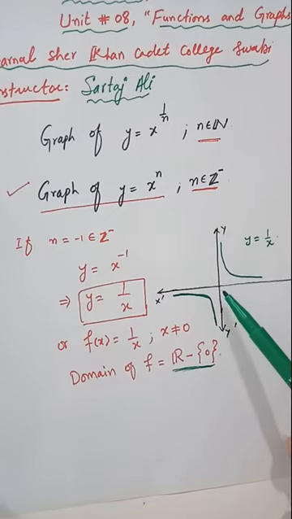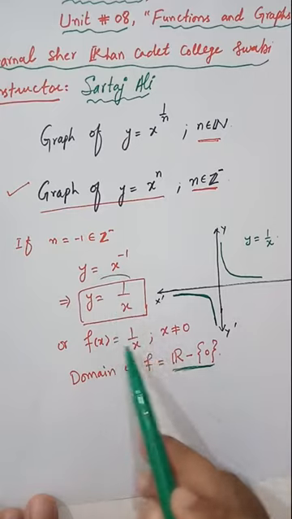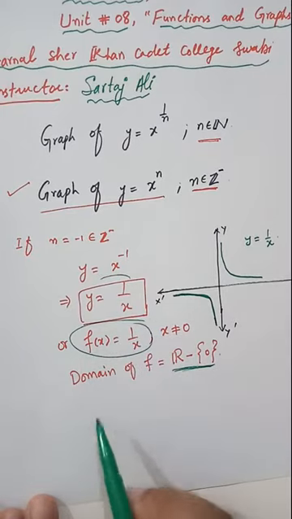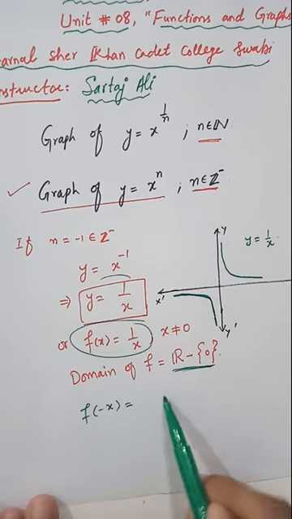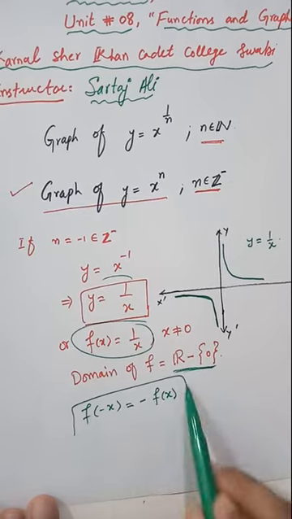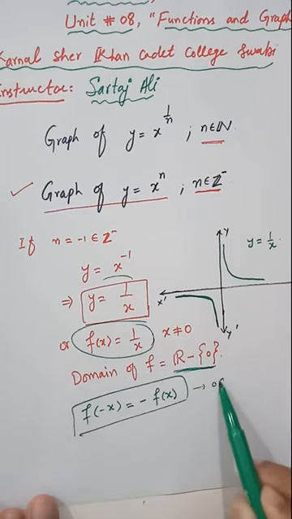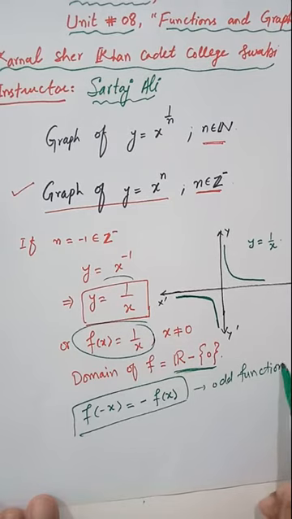This graph is symmetric about the origin. On this side of the origin and on this side of the origin, the graph looks the same. So this is symmetric about the origin, and this function is an odd function. Odd means when you plug a negative value into the argument and you get minus times the given function, such functions are called odd functions. So the given function is an odd function.